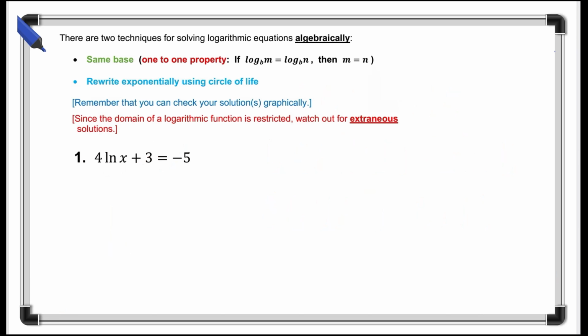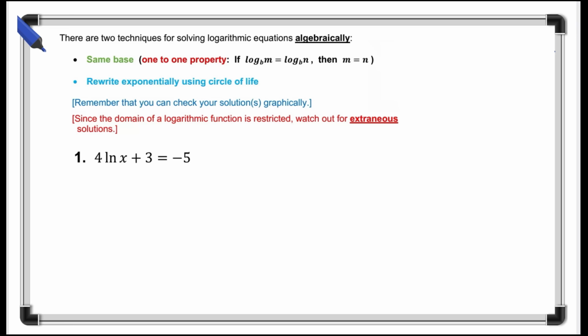There are two techniques to solve logarithmic equations algebraically. The first one is rewriting if you have the same base. The same base applies to the one-to-one property. So if you have the same log with the same base, one on the left side and one on the right side, then you can set your arguments equal to each other and then solve. And then you can also rewrite exponentially using your circle of life. Again, remember, you can always check your solutions graphically.